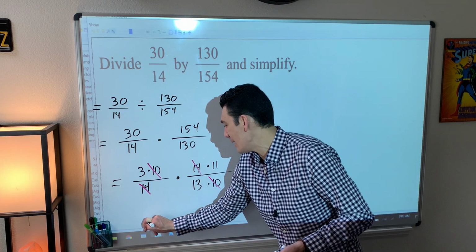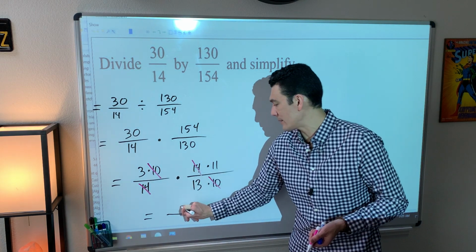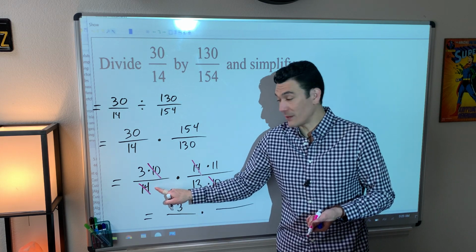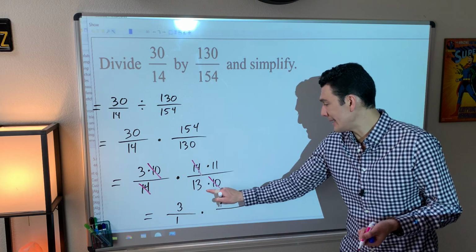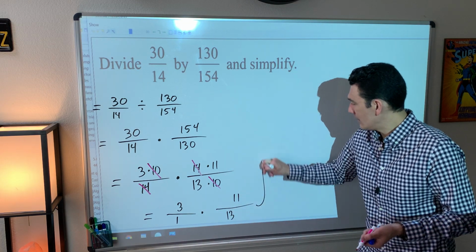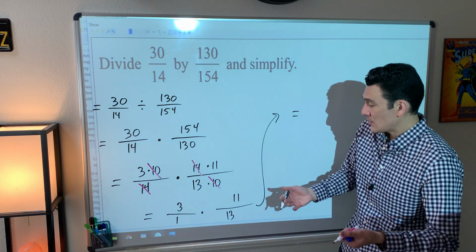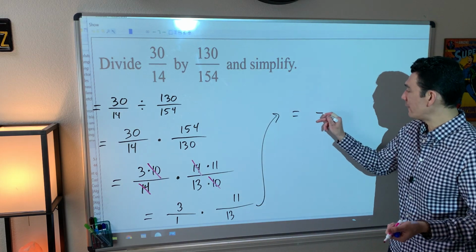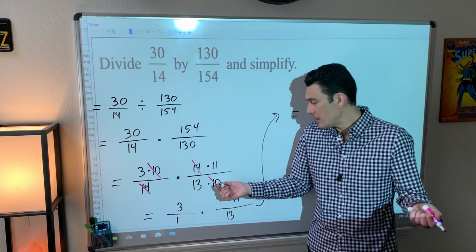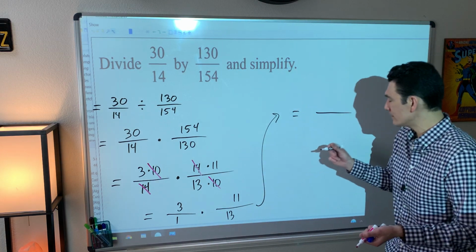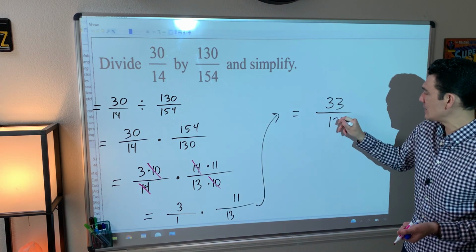So what exactly is left? What are we left with? In the top left, we're left with a 3. In the bottom left, there is nothing there. It's just a 1. Up here is 11, and down here is 13. Do you see anything else that can sort of knock out? I don't. So really, we're finished. And there should be one fraction for the final answer. So we have to actually finally multiply them. And so we go 3 times 11 and 1 times 13. And this is the final result.